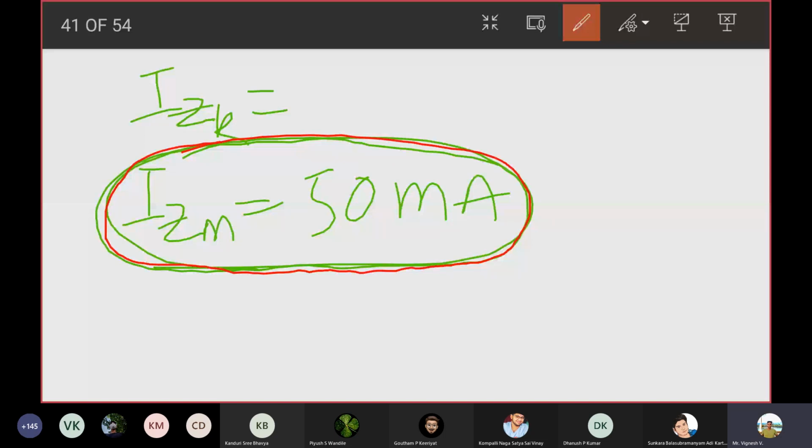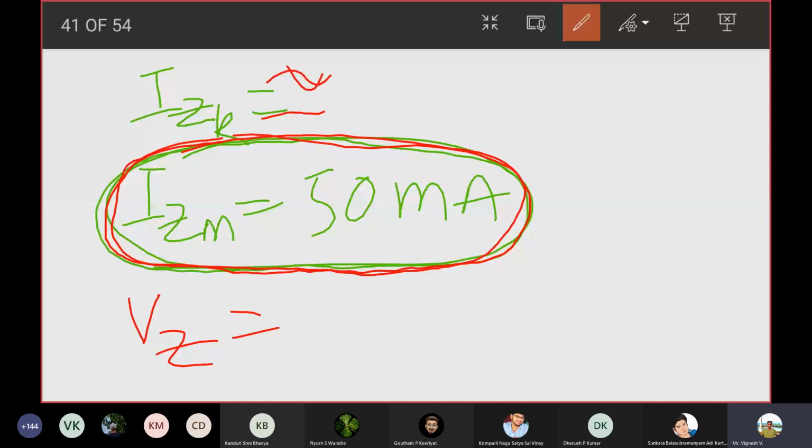Okay. Beyond that, if too much current flows through the Zener diode, it won't work. You are going to burn the diode. It will get heated up and you cannot reuse it again. In the same way, you will have a minimum current, which is very close to 0 milliamp, maybe around 0.1 or 0.2 milliamp. That minimum current should flow so that the Zener diode would operate.